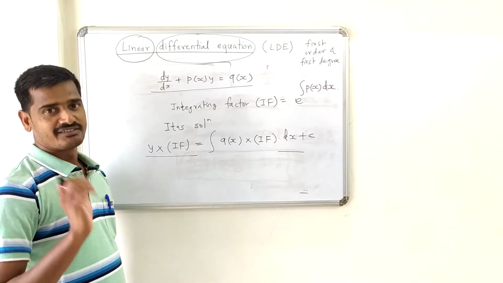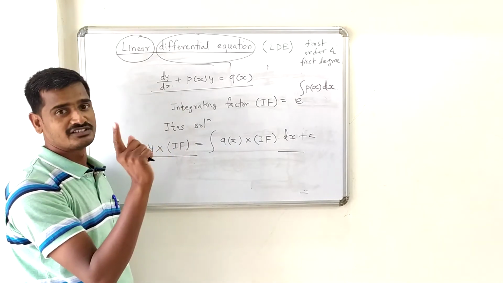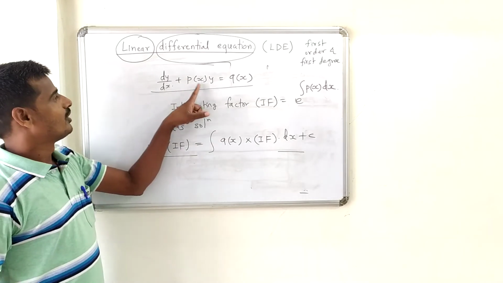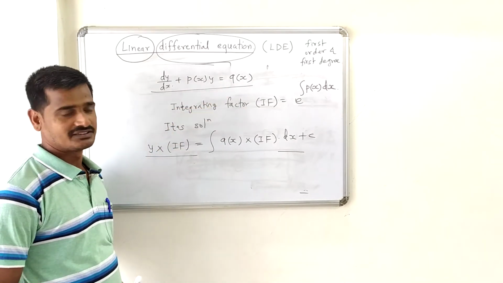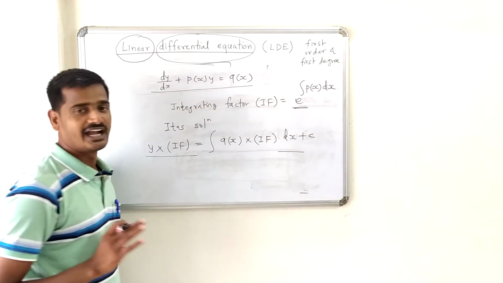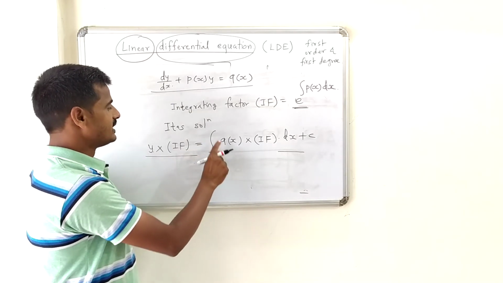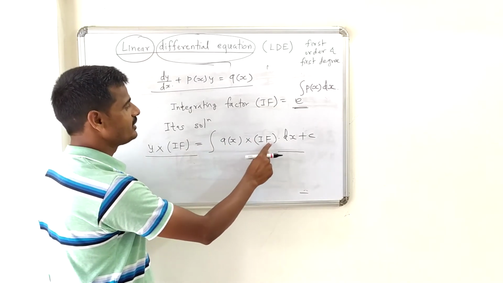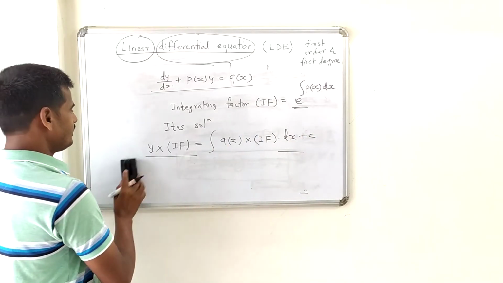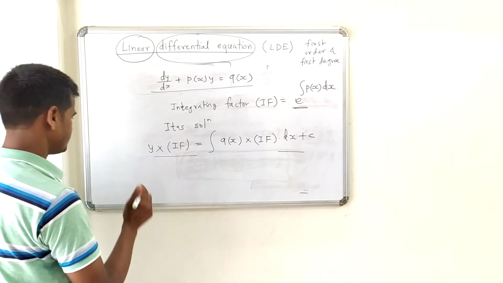So when a differential equation is given, what is our first task? The first task is to transform that differential equation into standard form, that is dy/dx + P(x)y = Q(x). Then get the integrating factor, and finally the solution, that is y times the integrating factor is equal to the integral of Q(x) times the integrating factor dx, plus c. Now we will solve an example using this technique. Let us discuss one example.